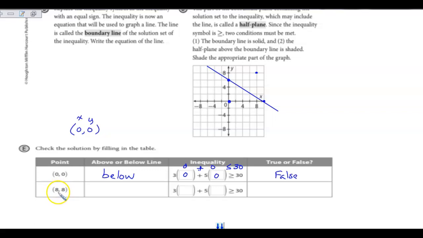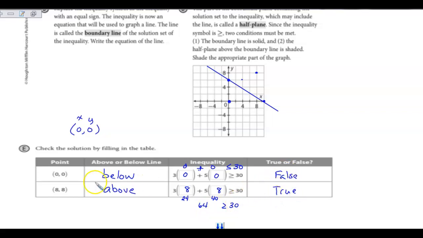Now let's try my point 8, 8. And it is above the line. And again, I'm just going to plug in my X and my Y for my ordered pair. And they don't have to be the same. It just happened that this one is. I could have used this point right here. It doesn't matter. So I have 3 times 8, and that's 24. And I have 5 times 8, and that's 40. That's 64. Is 64 greater than or equal to 30? Yes, it's definitely greater than 30, isn't it?